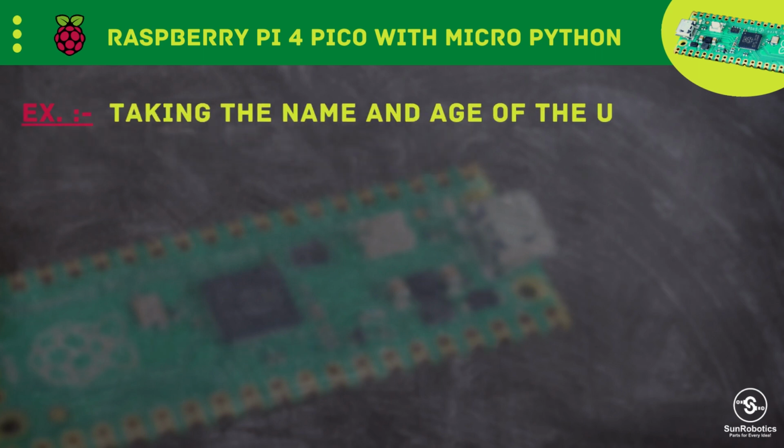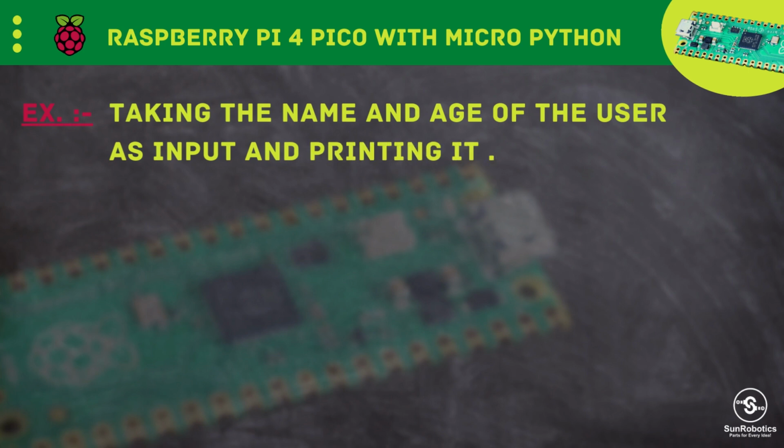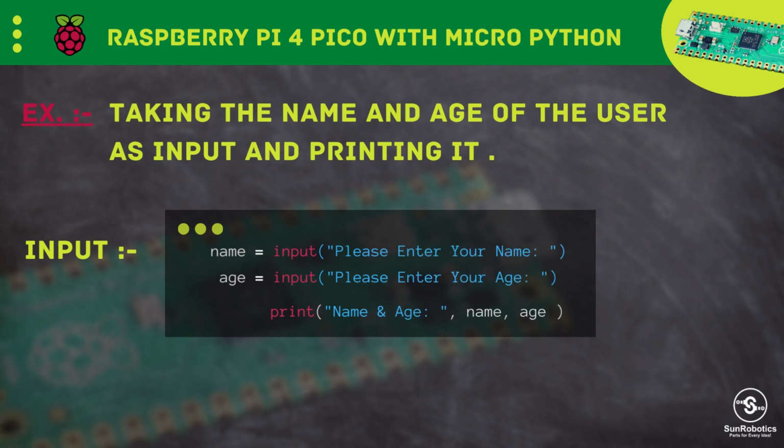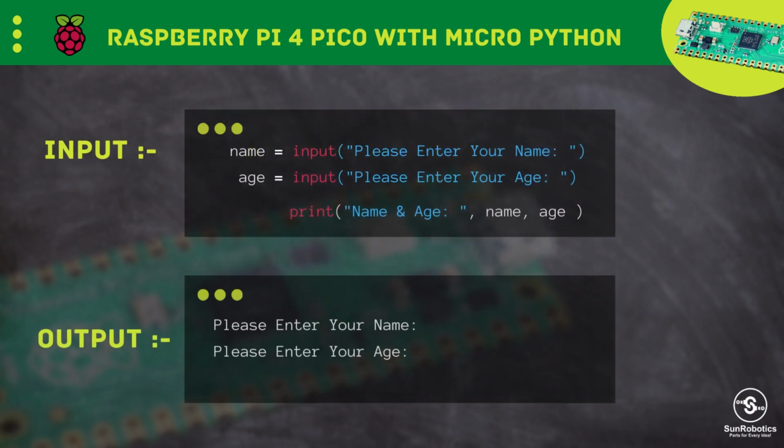I want to take the name and age of the user as input and print it. By default, input returns a string, so the name and age will be stored as strings. Taking the name of the user as input and storing it in the name variable. And you can see the output. Now I fill in name and age. So they print correctly, name and age.